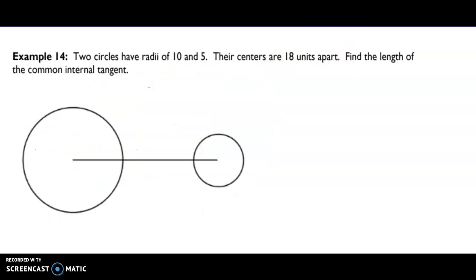Okay, in this problem, find the length of the common internal tangent. Well, what is that? We'll get to that in a second. So two circles have radii of 10 and 5. That's going to be important.